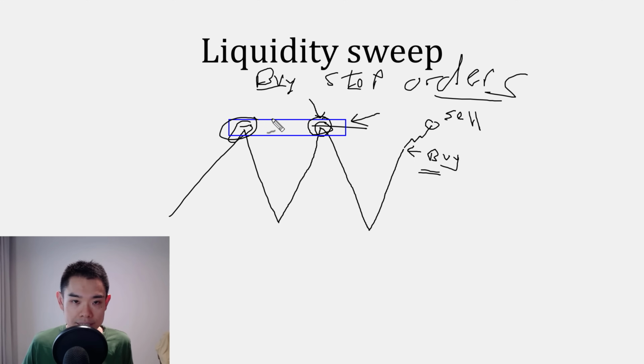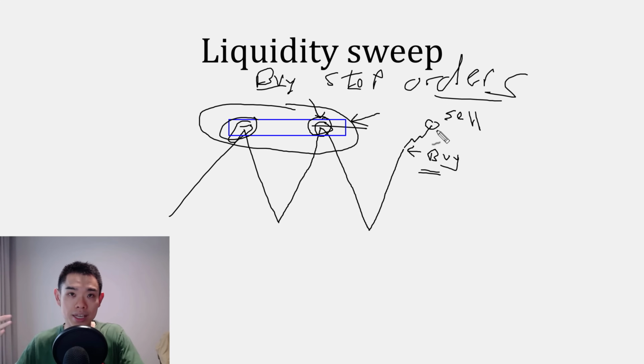Because imagine if, let's say, these buy stop orders weren't there. If this institution were to hit buy and then sell, with no one taking the opposite end of his position, he's going to be pretty much moving the market. But now that he knows that there is a cluster of buy stop orders above these highs, he can sell into this liquidity.